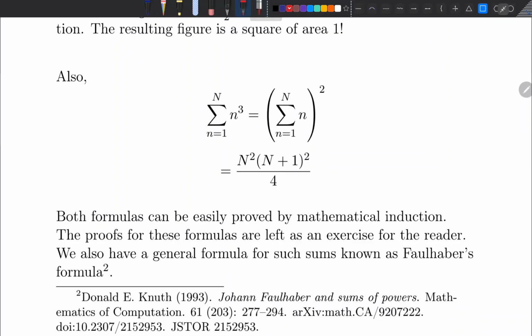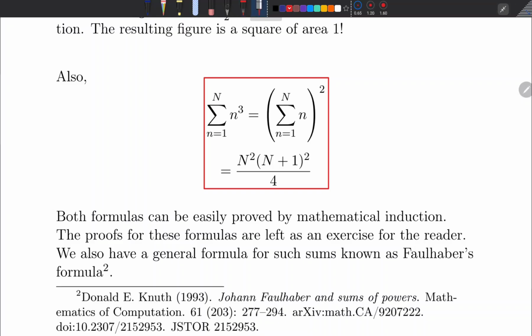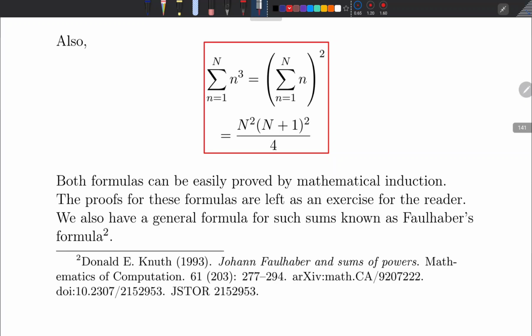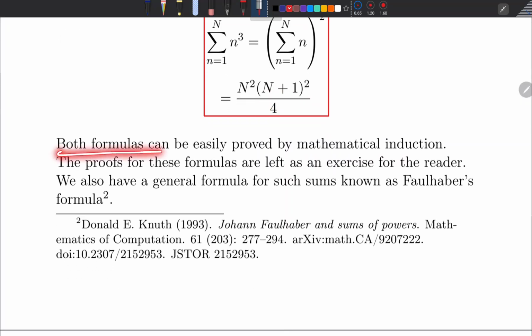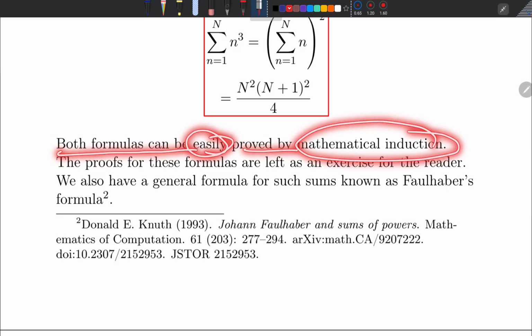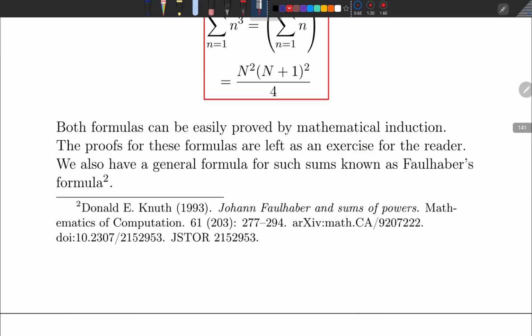And this is really amazing. This is amazingly beautiful, guys. The sum as n goes from 1 to capital N of n cubed is the sum as n goes from 1 to capital N of n, whole squared. That is really amazing, guys. And that equals capital N squared times capital N plus 1 whole squared over 4. Actually both formulas can be easily proved by mathematical induction. I leave it as an exercise for the reader.